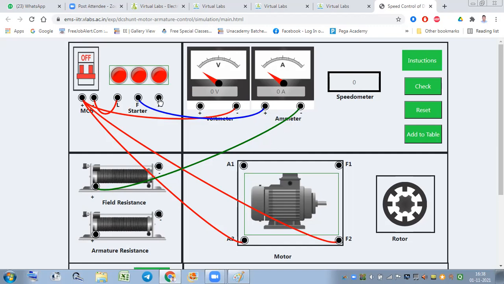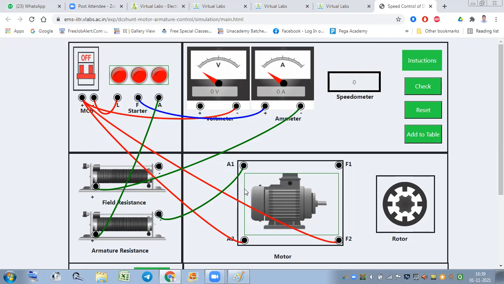Now this A point, which stands for armature, is also connected to the armature resistance. We have to connect this to the armature resistance. You can clearly see this is the armature resistance here, and the other terminal of the armature resistance is connected, obviously, to the A1 point, the armature point of the DC motor.